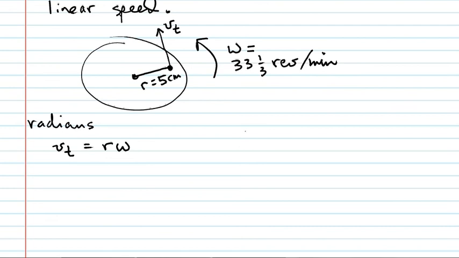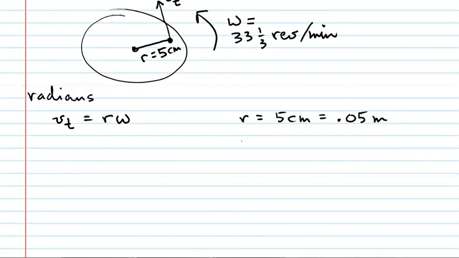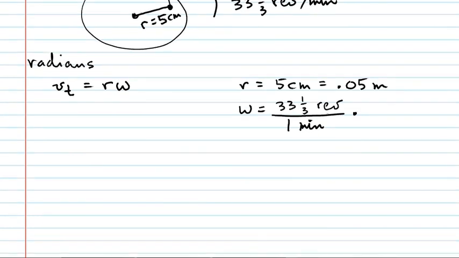If we look at the R, 5 centimeters, well, surely we want SI units, so we could change that to 0.05 meters. But also this omega, 33 1/3 revolutions per minute, we can convert that to radians. Since the problem doesn't specify, we could just leave it in minutes and take that for our final answer. But we definitely need the radians.